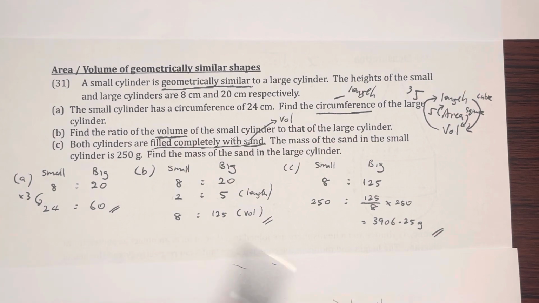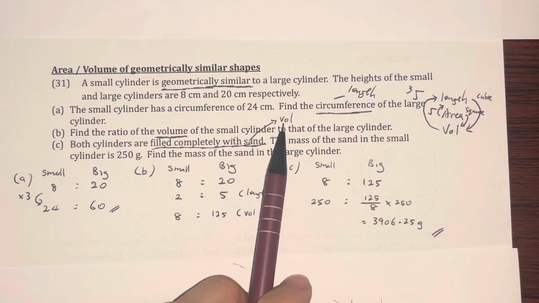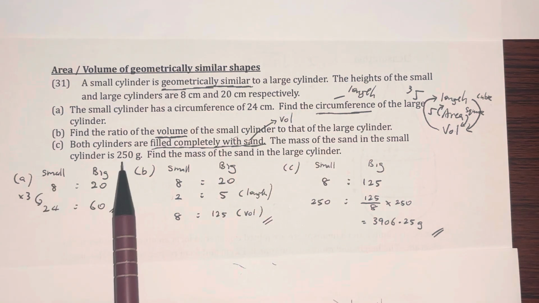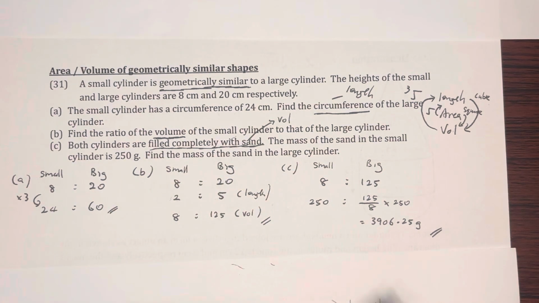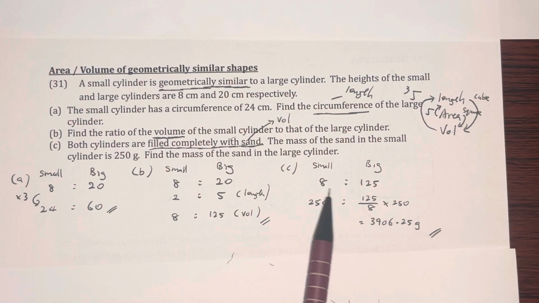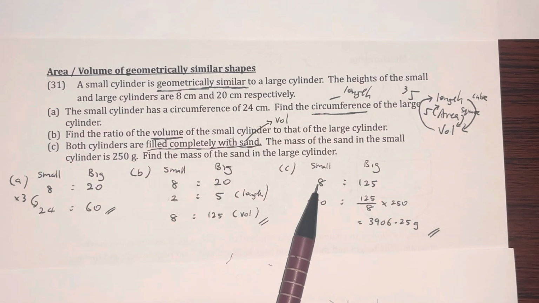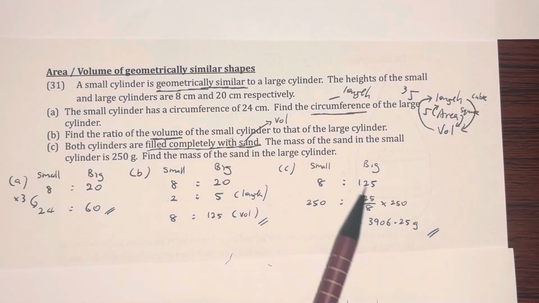Next, they say both cylinders are filled with sand. When you fill with sand, we are talking about volume, correct? They say the mass of the sand in the small one is 250. Find the mass of the large one. Same thing, because we're talking about volume, we start with volume, 8 and 125. I still want volume. The small cylinder is 250, so this one needs to change to 250, and then this one will change accordingly.